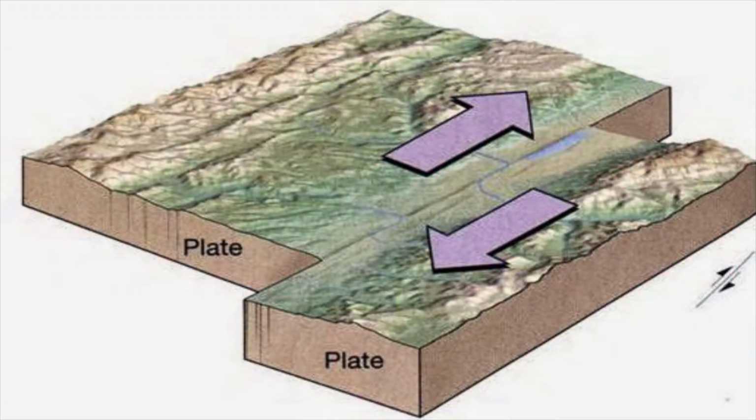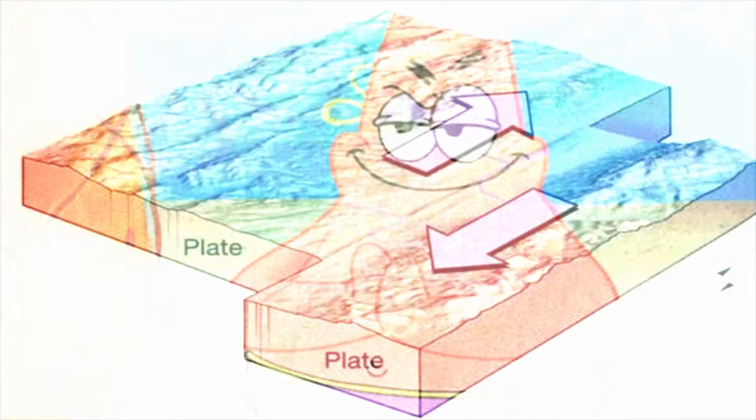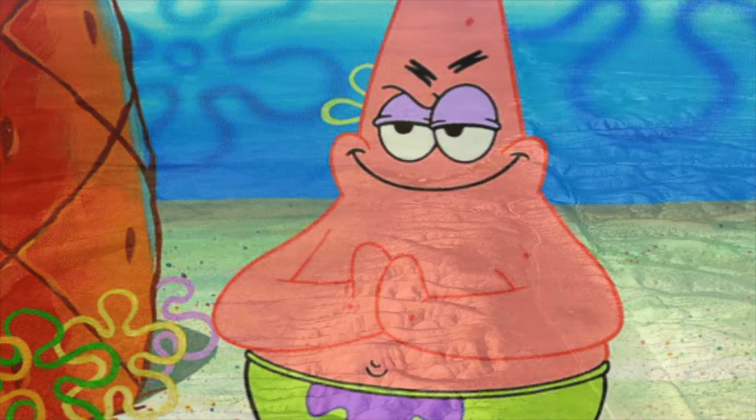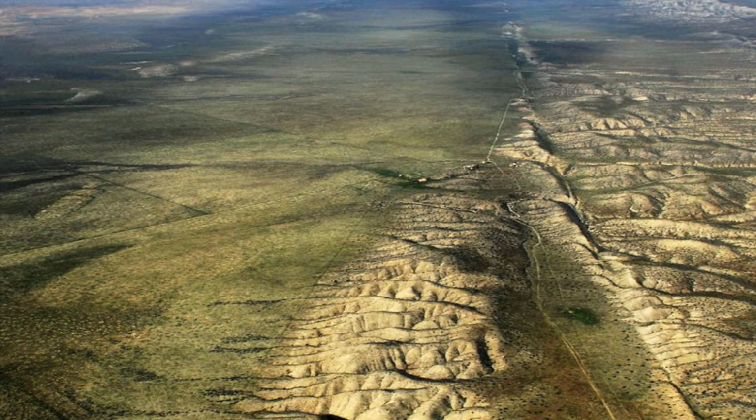Transform boundaries are conservative. Crust is neither created nor destroyed. They simply mesh in an opposite direction to each other, in the same motion as rubbing your hands together. The San Andreas Fault is a beautiful example of a transform boundary.